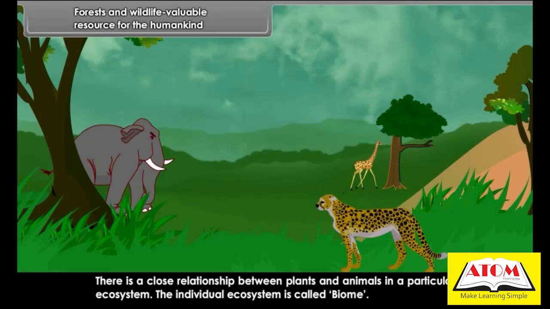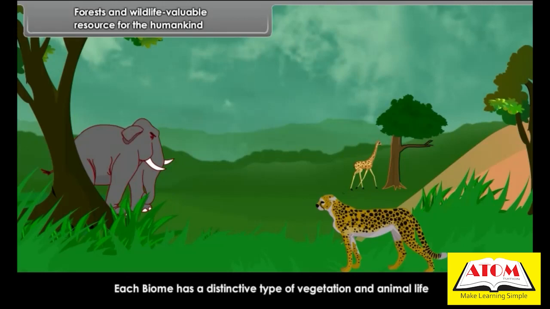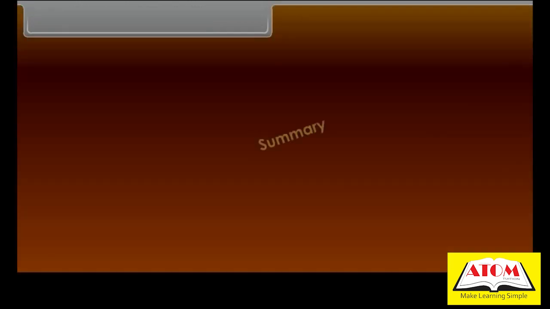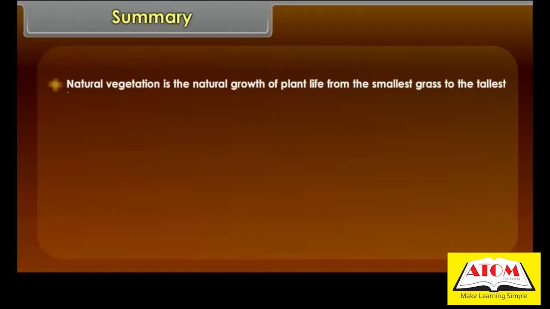The individual ecosystem is called biome. Each biome has a distinctive type of vegetation and animal life which is the consequence of the physical environment of land, air and water conditions. Summary. Natural vegetation is the natural growth of plant life from the smallest grass to the tallest tree.